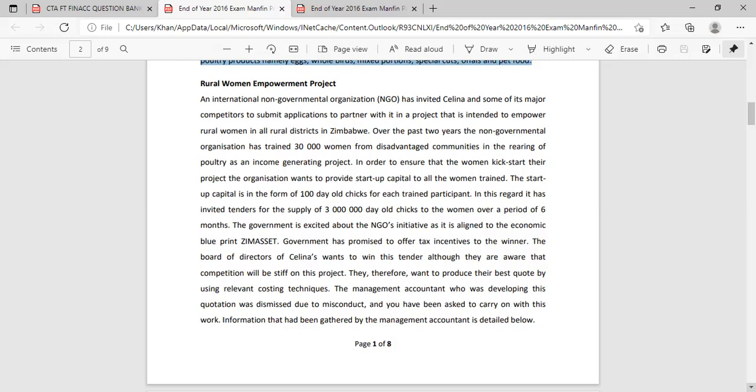Government has promised to offer tax incentives to the winner. The board of directors of Selena wants to win this tender, although they are aware that competition will be stiff on this project. They therefore want to produce the best quote by using relevant costing techniques. The management accountant who was developing this quotation was dismissed due to misconduct, and you have been asked to carry on with this work. Information that has been gathered by the management accountant is detailed below.